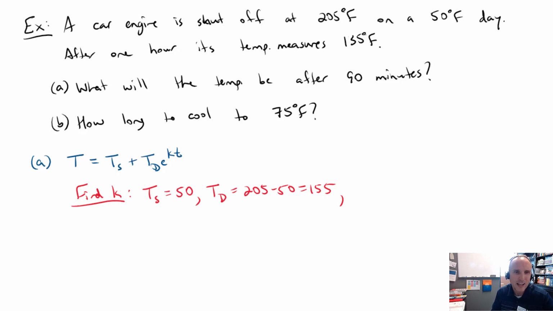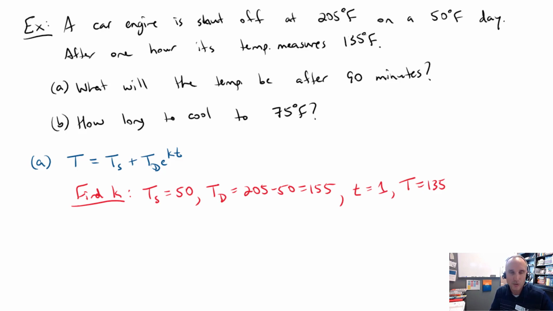Then I don't know K, so I need a lowercase t and a capital T. Well, I know that after 1 hour, the temperature is 135, so those are my lowercase t and capital T. So lowercase t is 1 hour, and capital T is 135. It's important that when you pick a lowercase t and a capital T that they correspond to one another.